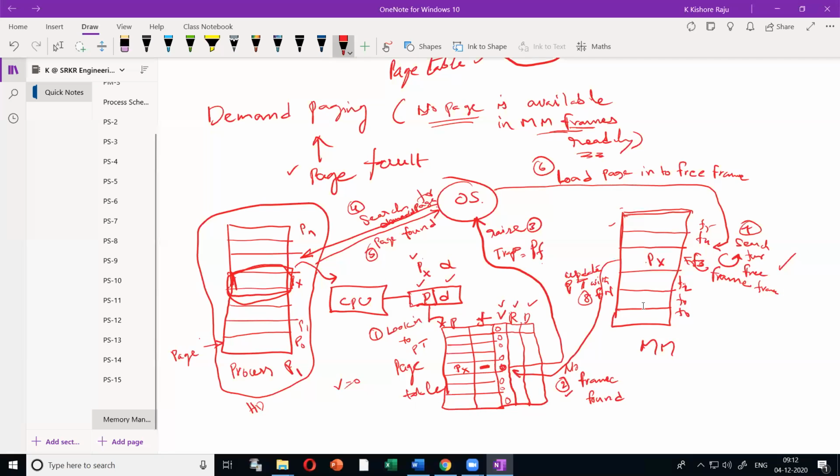Now what should we do? Instead of no frame number, I have to remove this. So what is the frame number now? F3. Then again raise a trap to send the information to the CPU.